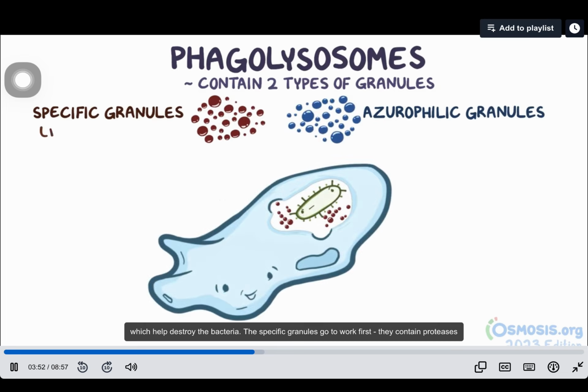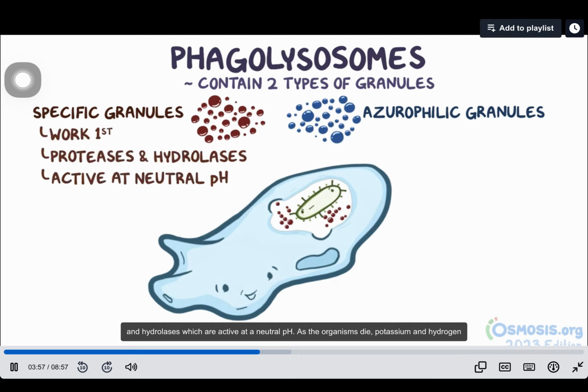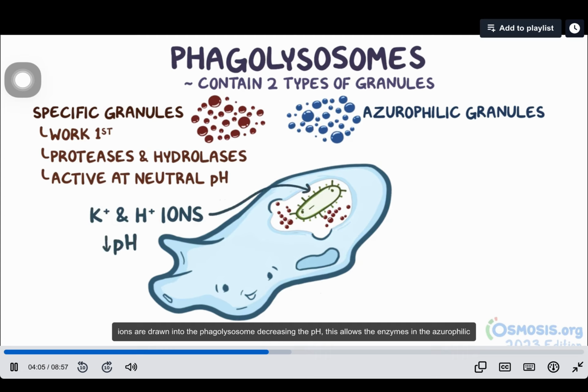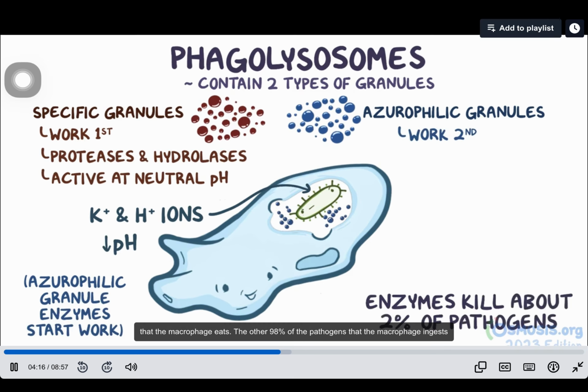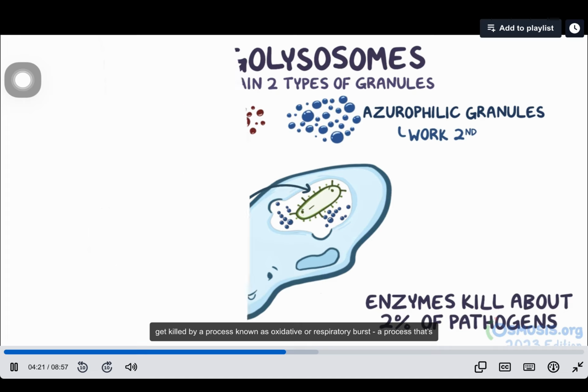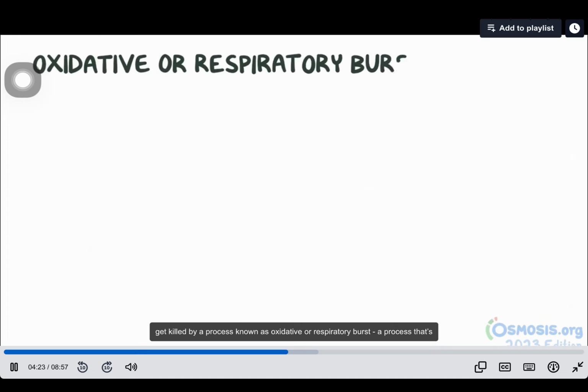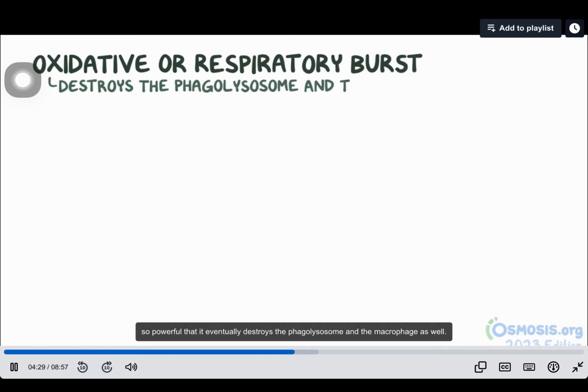The specific granules go to work first, and they have proteases and hydrolases which are active at a neutral pH. As the organisms die, potassium and hydrogen ions are drawn into the phagolysosome, which decreases the pH. And this allows the enzymes in the azurophilic granules to go to work. Overall, the enzymes in these granules kill about 2% of the pathogens that the macrophage eats. The other 98% of the pathogens that the macrophage ingests get killed by a process known as oxidative or respiratory burst, which is a process that's so powerful that it eventually destroys the phagolysosome and the macrophage as well.